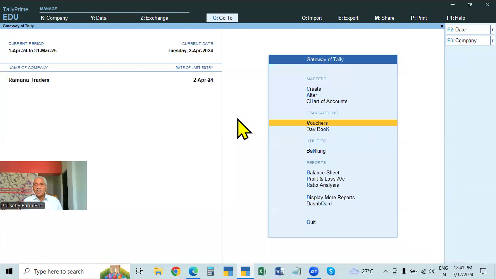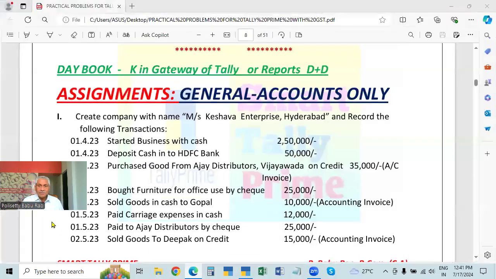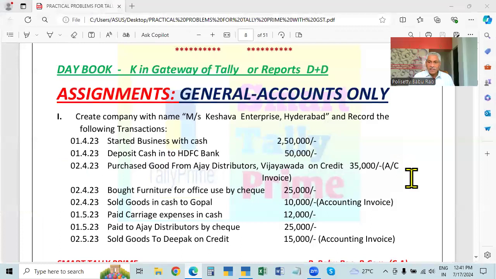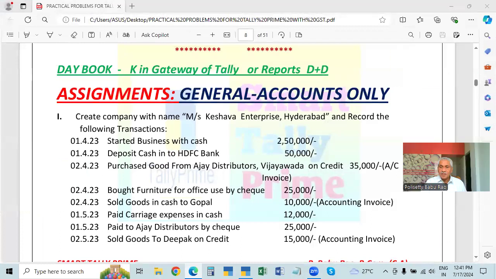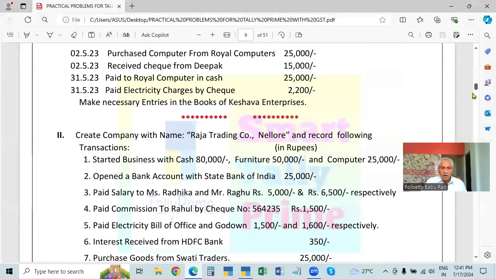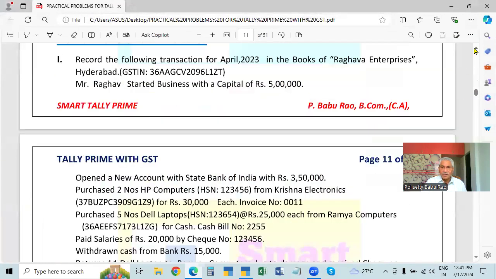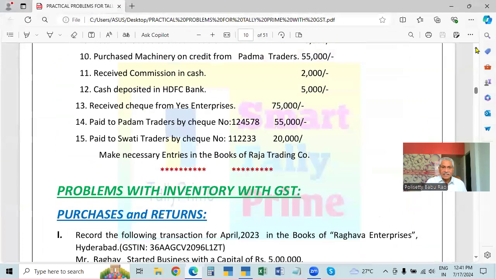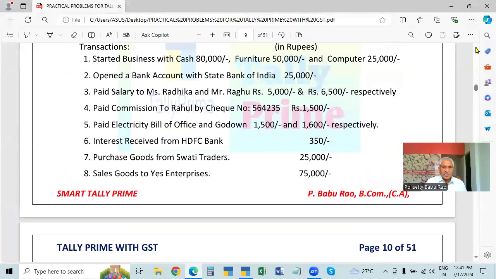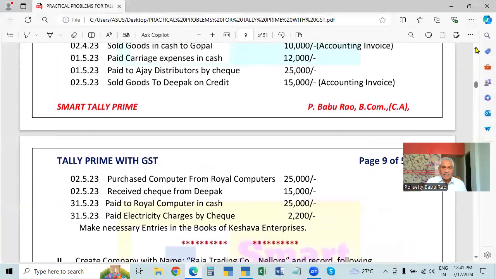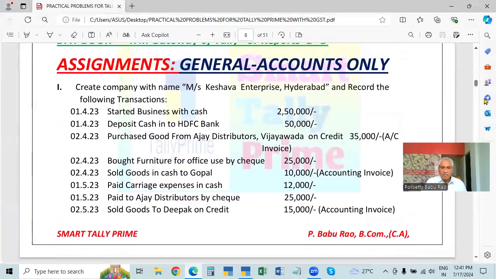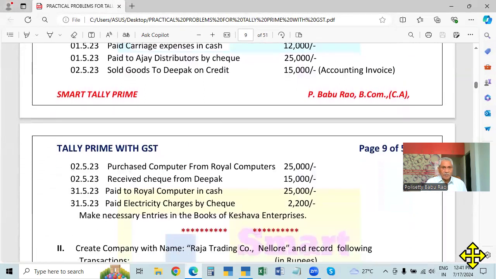This is about the journal. Now you take up a problem. There are two problems. The first problem, we have 12 vouchers, that is 12 transactions. You take these 12 transactions. This is the first page. Pause the video and you can see the problem, and this is the second page. Pause the video and you can see the second page.